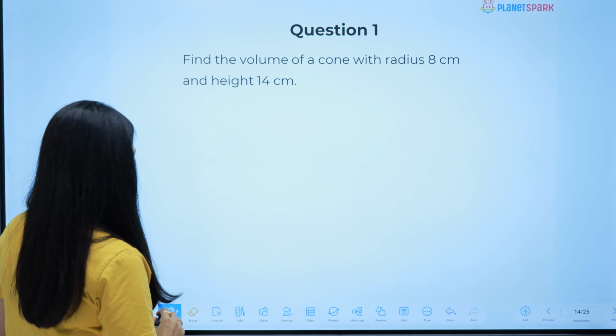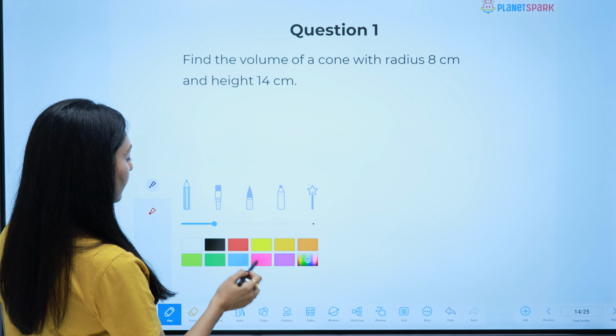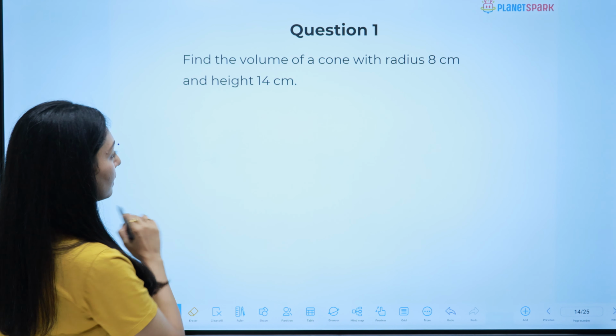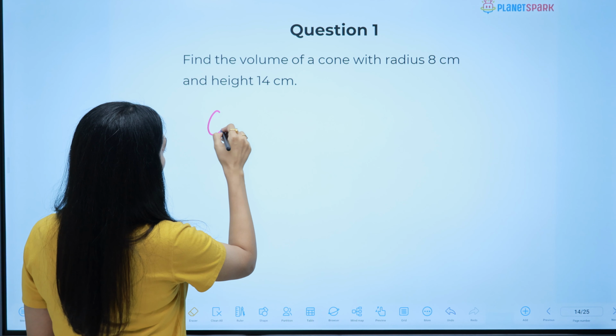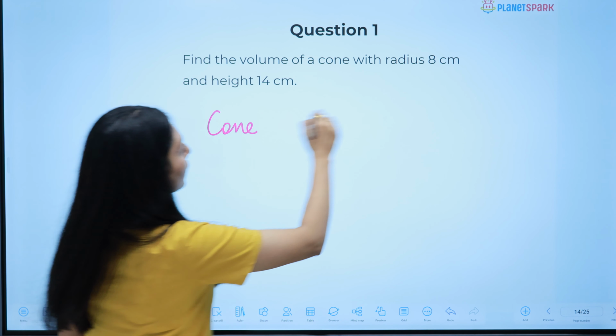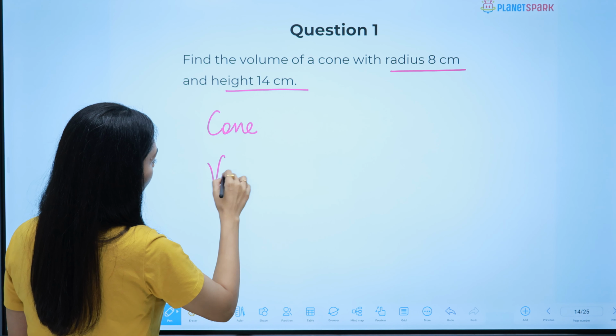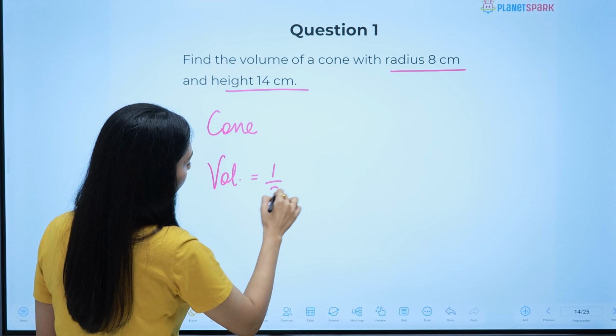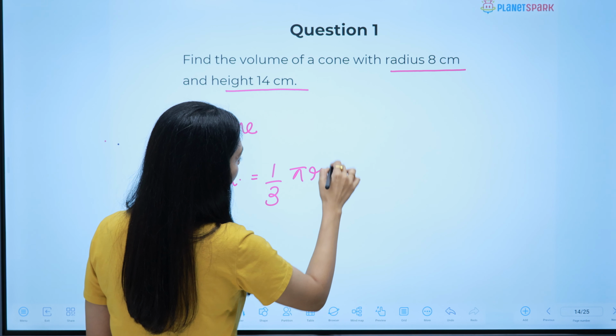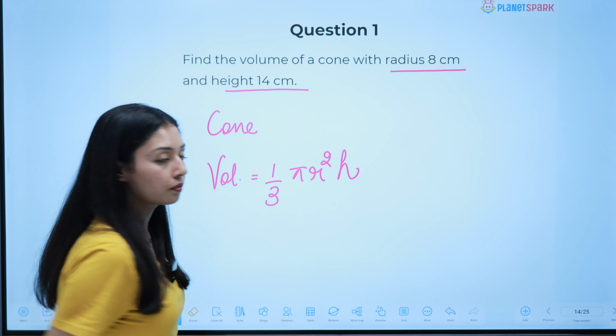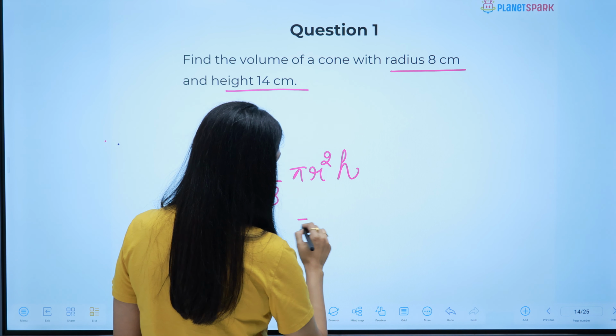Find the volume of a cone with radius 8 centimeter and height 14 centimeter. Okay जी, क्या है हमारे पास? एक cone. We are given with the radius and the height, right? So what is the volume there? 1/3 pi r square h, right? Put everything into the formula.